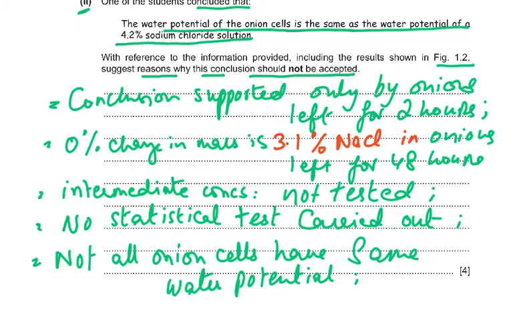Then no statistical test has been carried out. Not all onion cells have the same water potential. And then there could be some anomalous results on the graph. There could be an experimental error in this. There could be an idea that the line of best fit may give different values. So some of the points I've not written, but I'm just telling you about this. So you need to think about all those points.